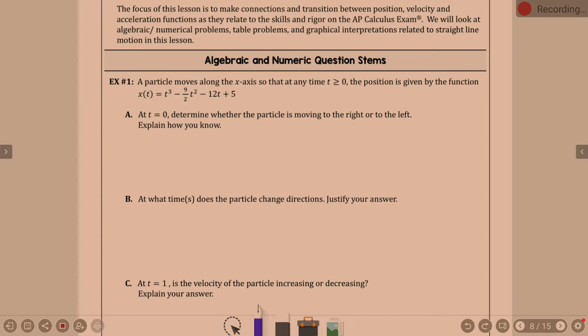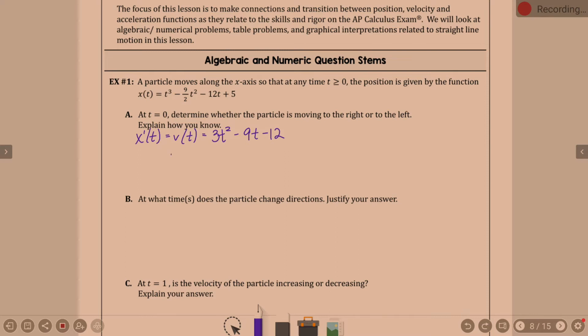We need velocity, yes? If velocity is positive, it's pushing the particle to the right. If velocity is negative, it's pushing to the left. So how do I find velocity? We're going to take the derivative of position. So the derivative of t cubed is 3t squared. We've got these basic derivatives, right? 9/2 t squared multiplied by 2 is 9t, minus 12.